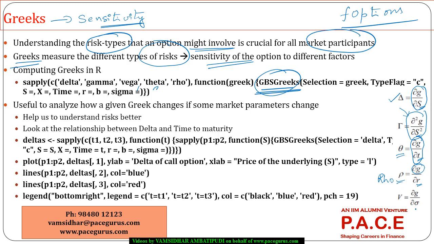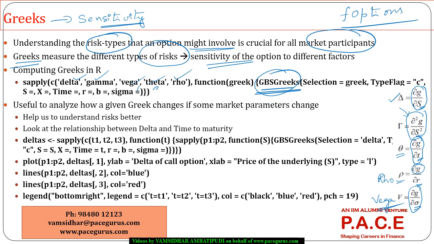And when the volatility changes by 1 unit, by how much does the option premium change? That is what is measured by vega. So these are the different kinds of sensitivities associated with options. These are the 5 kinds of sensitivities I can measure: the delta, the gamma, the vega, the theta and the rho.